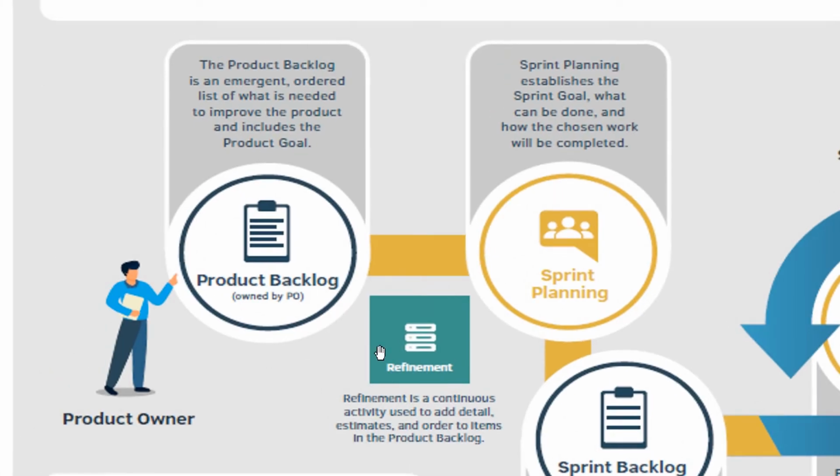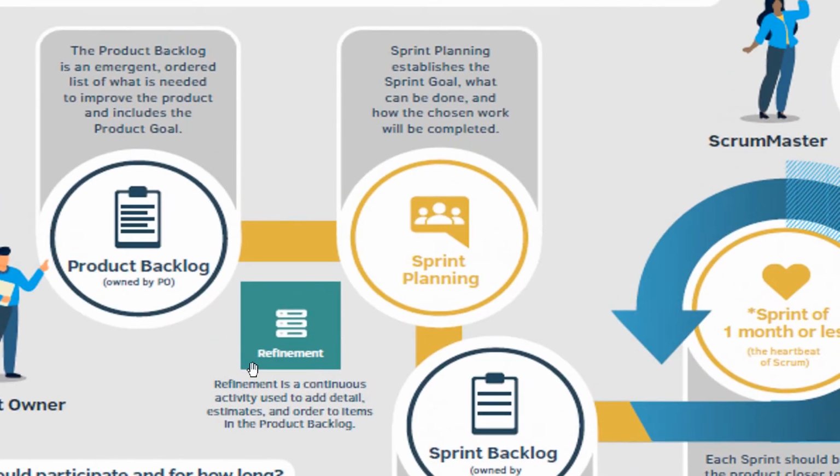Yes. Now, the product owner is responsible for the product backlog. The term product backlog is very important, and it is an ordered list or emergent list of what is needed to improve the product and includes the product goal. So who owns it? The product owner owns it. Refinement is another term which is pretty much connected with the Scrum, and it is a continuous activity which can add the details, estimates, and order to the items in the product backlog. So you can keep refining. That's what agile approach is all about.